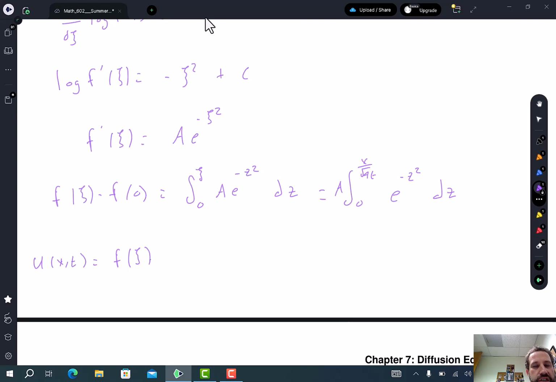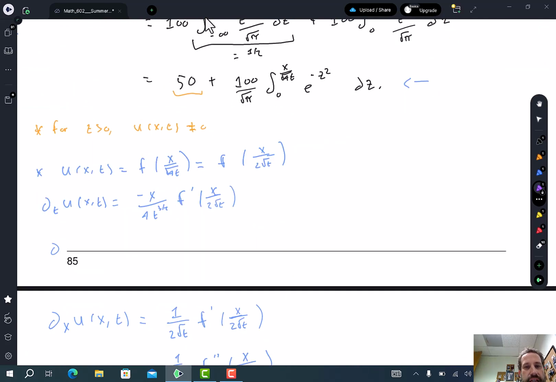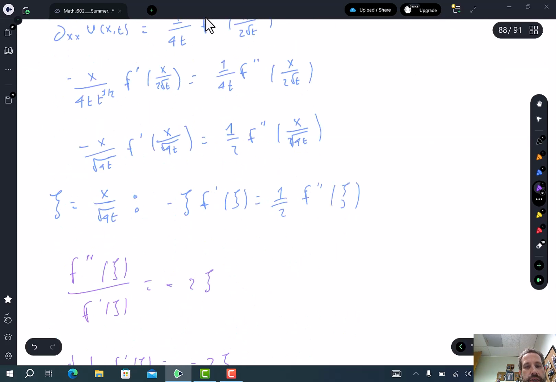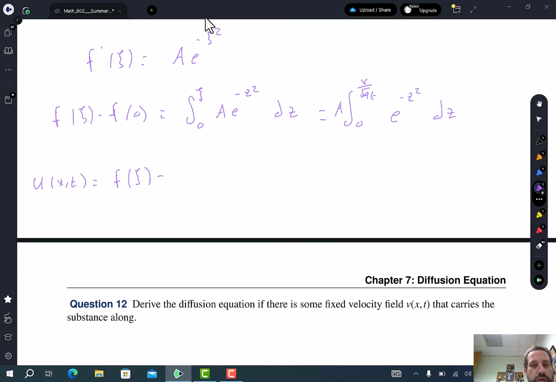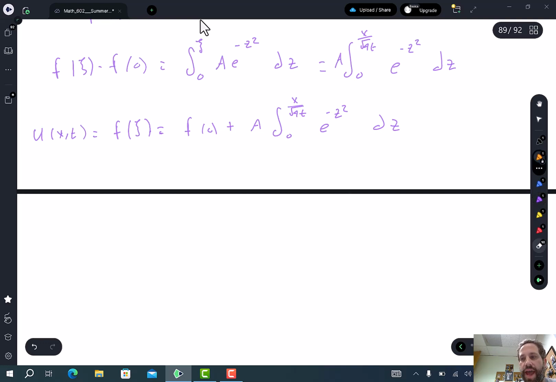Because c, if you come back up here, is x over the square root of 4t, and that's exactly what we have here. So now this is going to be equal to f of 0 plus a times the integral from 0 to x over the square root of 4t of e to the minus z squared dz. Okay, sorry, I needed to add one more page. Okay, so now how can we figure out f of 0? This is just an arbitrary constant, arbitrary in the sense that we need to find it. So I'm just going to call this b.